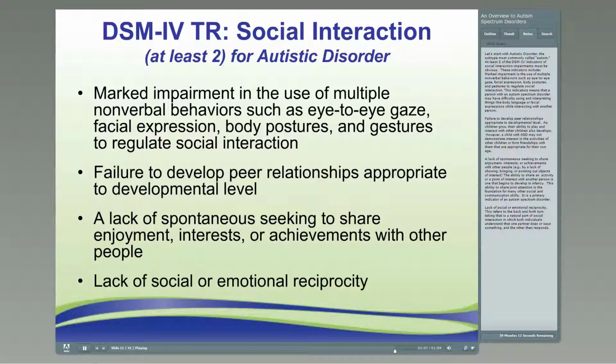Lack of social or emotional reciprocity. This refers to the back and forth turn-taking that is a natural part of social interaction, in which both individuals understand that one partner does or says something, and the other one then responds.